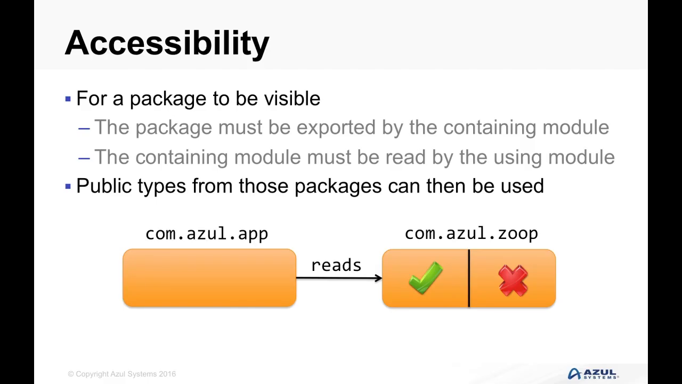So that then gives us the ability to define accessibility. And accessibility is essentially saying that in order for a package within your module to be visible to another module, firstly, that module has to define a requirement on the module, but also your module has to export that package externally. So it's a sort of two-way thing that you need to specify.